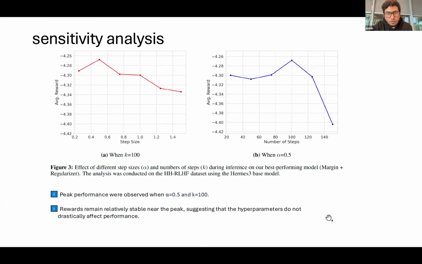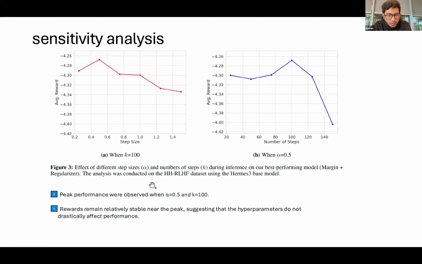We wanted to explore also the effect of the hyperparameters. So remember that we leverage gradient ascent to augment the hidden states. So there are fundamentally two hyperparameters here. One is the learning rate, and the other one is the number of steps to augment the hidden state.